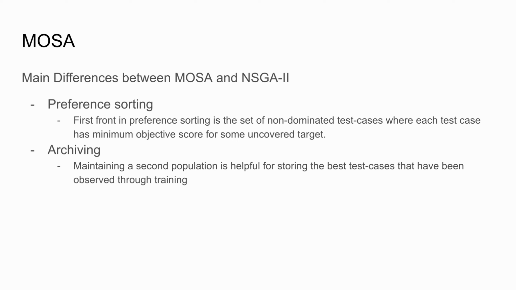MOSA. Main differences between MOSA and the NSGA-II that we covered in the class. First is preference sorting. The first front in the preference sorting is a set of non-dominated test cases where each test case has minimum objective score for some uncovered target. Apparently, the first front of the preference sorting is a subset of the fast non-dominated sorting. By doing so, preference sorting imposes more selection pressure, in other words, elitism, on the candidates. Archiving. Maintaining a second population is helpful for storing the best test cases that have been observed through training. There are several other techniques that also involve archiving, but archiving showed the best performance amongst them.